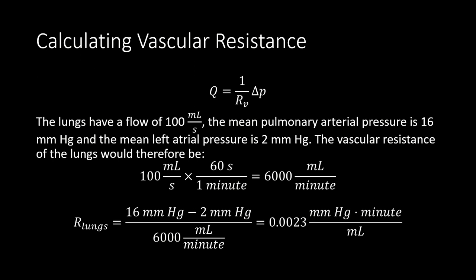Now then, let's take the difference in our pressures. If we're looking at the resistance in the lungs, then we want to take the pressure at the lung minus the pressure at the left atrial point. That would be the difference of 16 minus 2 millimeters of mercury, and then we'll divide that by 6,000 milliliters per minute, which gets us a vascular resistance of the lungs of 0.0023 millimeters of mercury minute per milliliter.